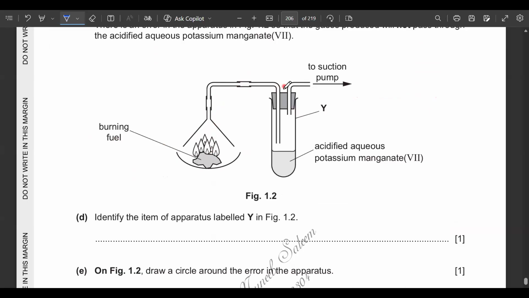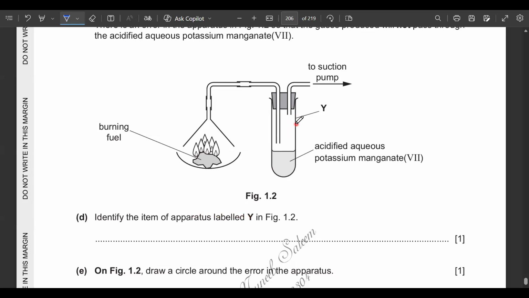they will pass through the delivery tube into this. Now this one is a kind of a tube. This is a tube. Identify the item of the apparatus labeled Y.